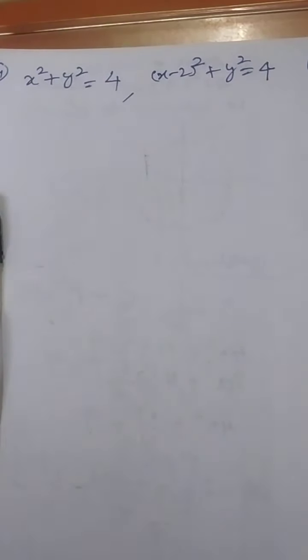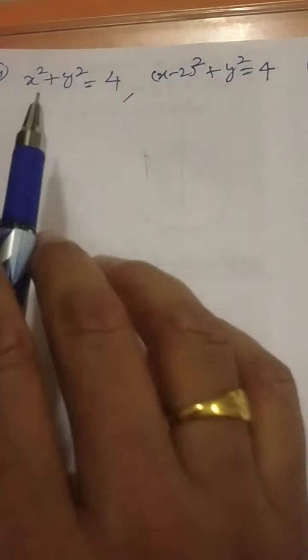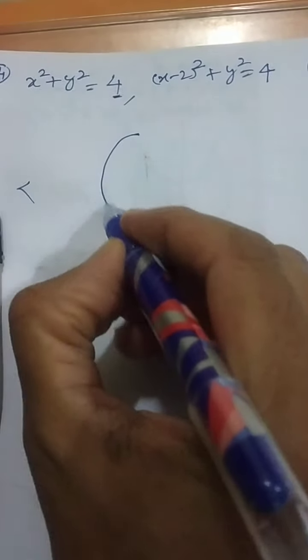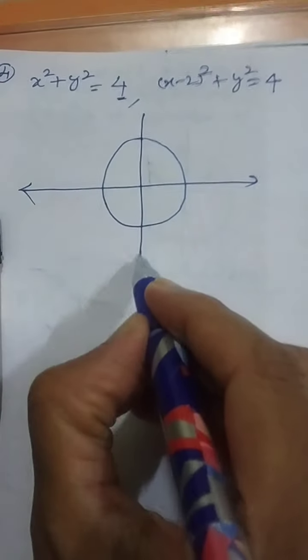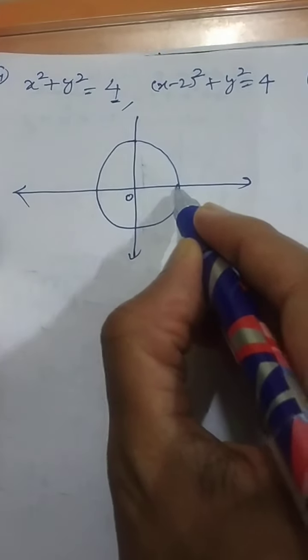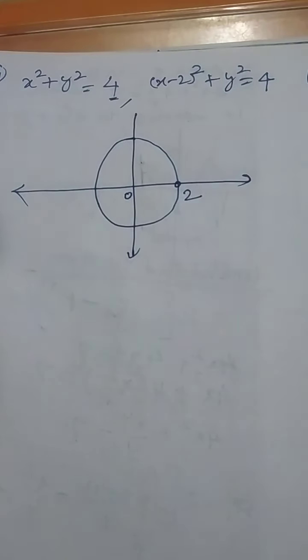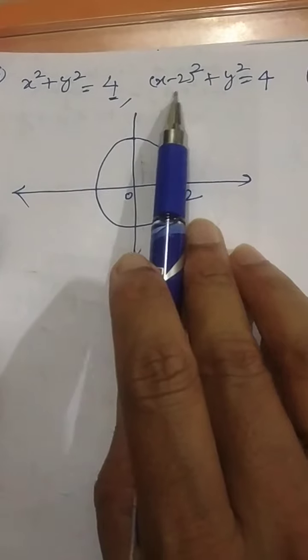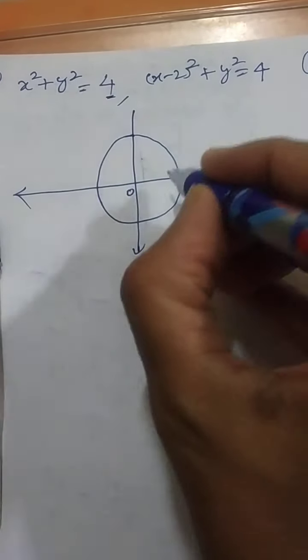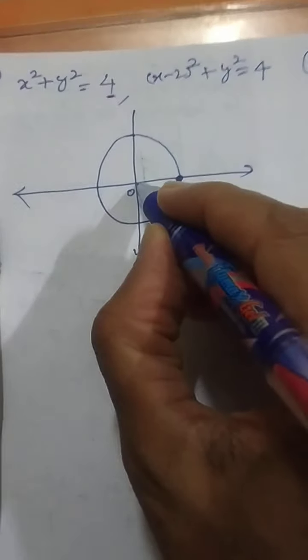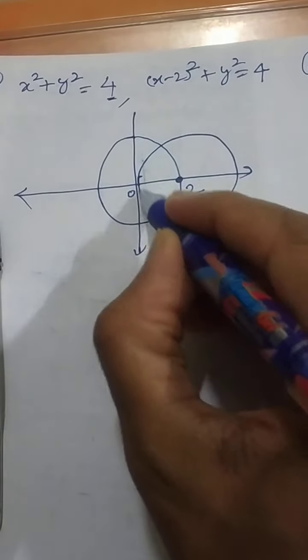Next question, the area bounded by these two circles. This circle will have a radius 2, so first I will draw that circle. That means if I call this 0, it will be 2, 0. Now the second is also a circle whose radius is also 2 and its center will be 2, 0. So another circle will pass through this way.